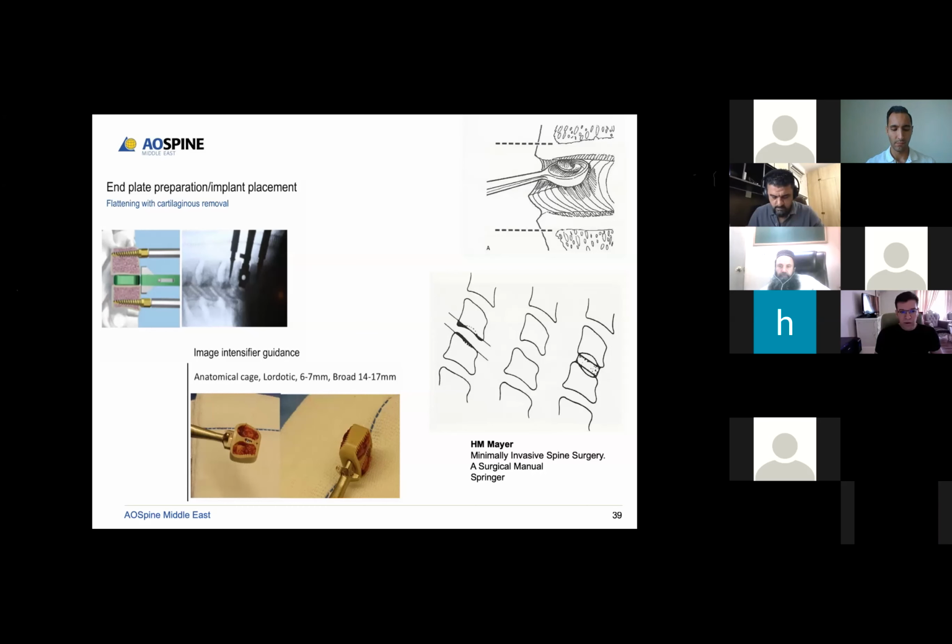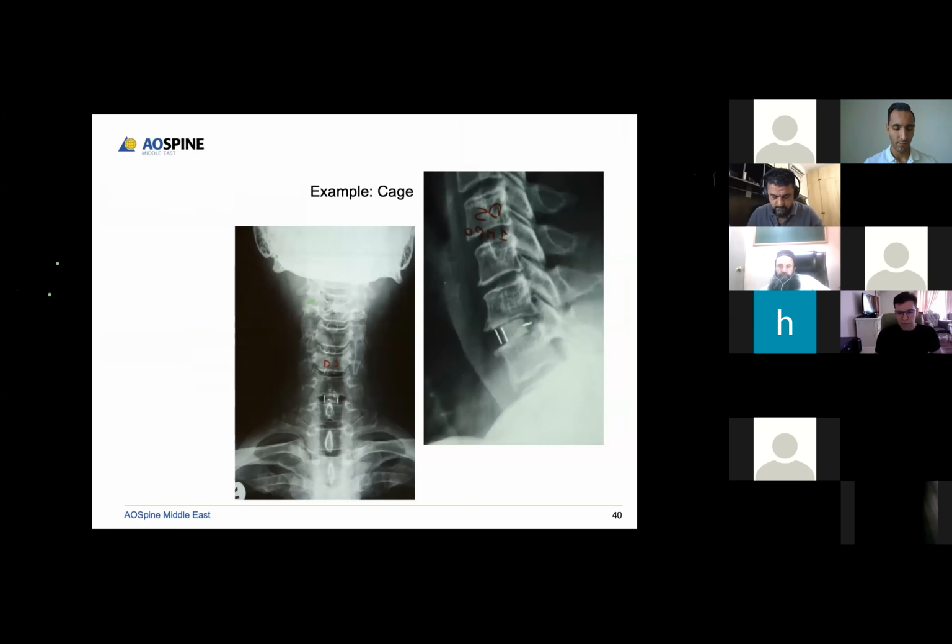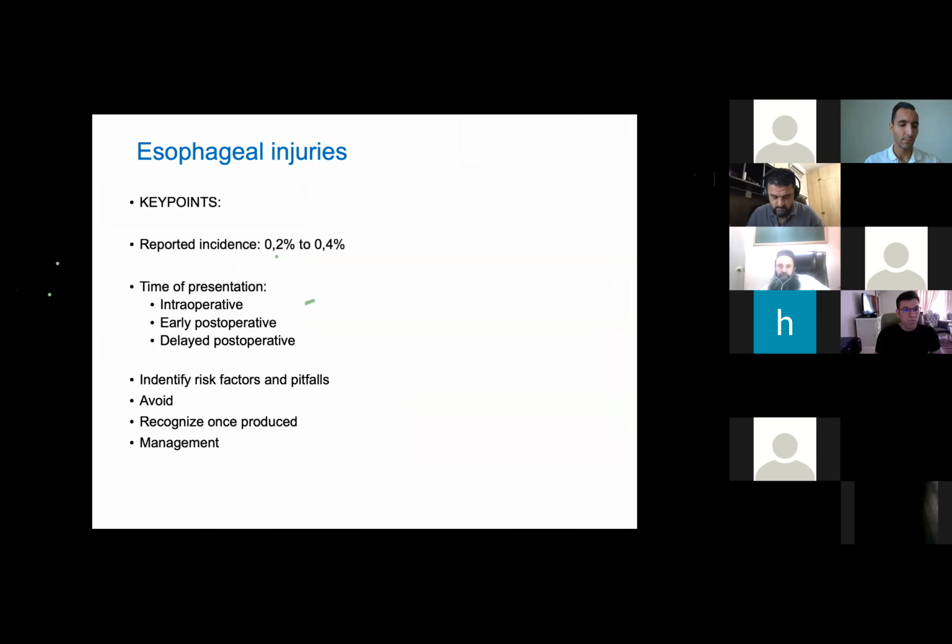While in arthroplasty, you have to take this consideration very carefully, to flatten the surface to get a very good surface for the arthroplasty insertion. This is an example of a cage inserted in the cervical spine.